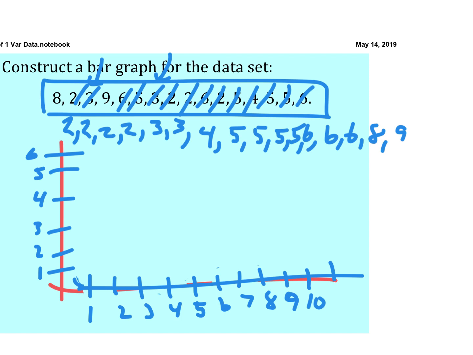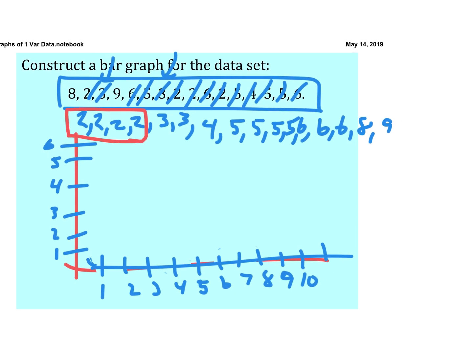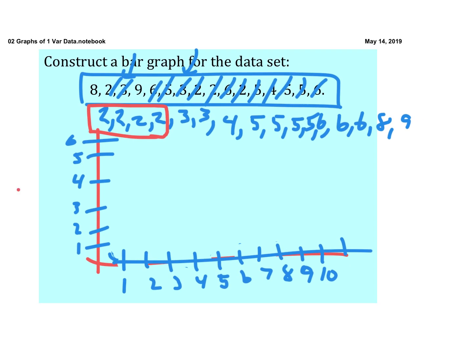Now the cool part about listening like this is you start realizing, oh, so you're saying there are 4 2s. This is where the freq goes. F-R-E-Q, as in the frequency, as in how many you had. 4 2s, so right above the 2, I make my bar. There were 4 2s.